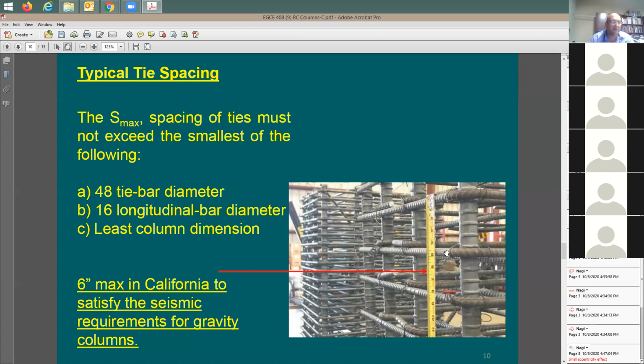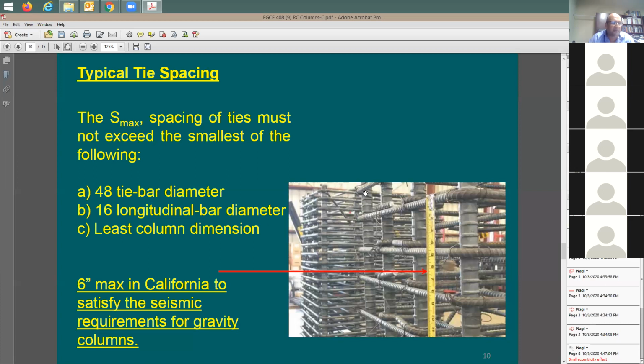So let's say here I put half an inch. Like number 4 is going to be half an inch. You say half an inch for the tie. 48 times that is going to be how much? 24 inches. So the first check here that you need to do is going to give you 24 inches. Or it's going to be 16 times the longitudinal bar diameter, the vertical bar diameter.